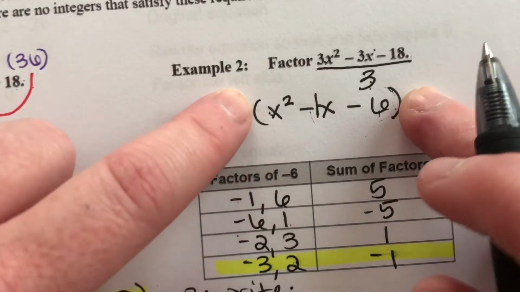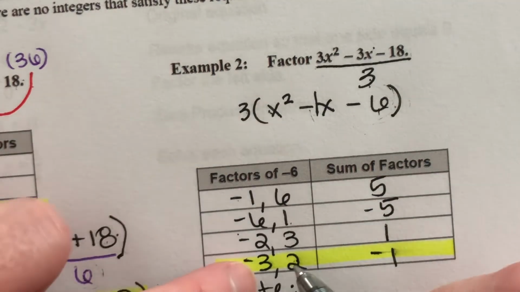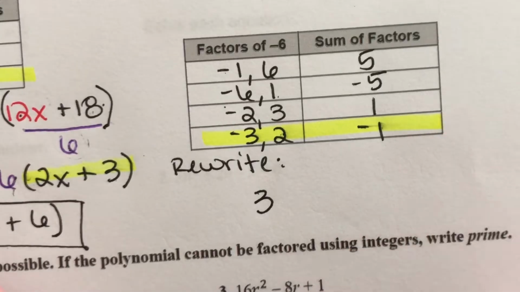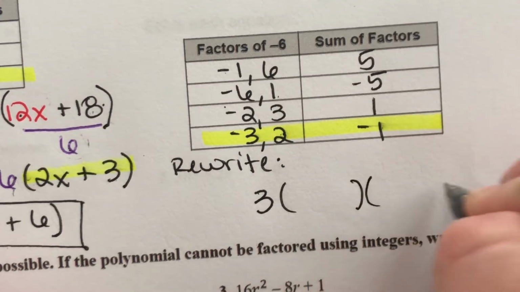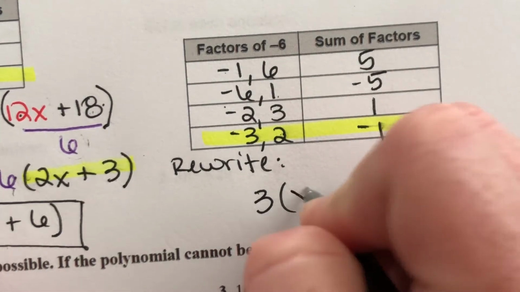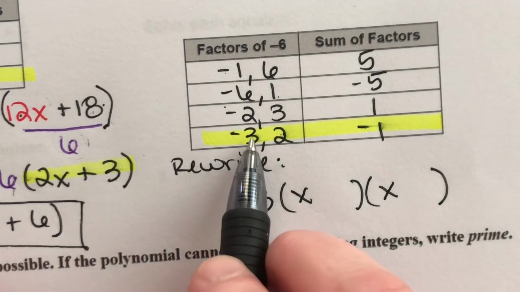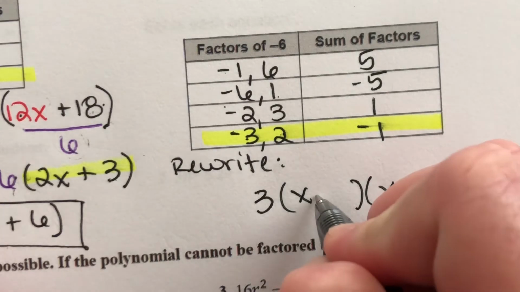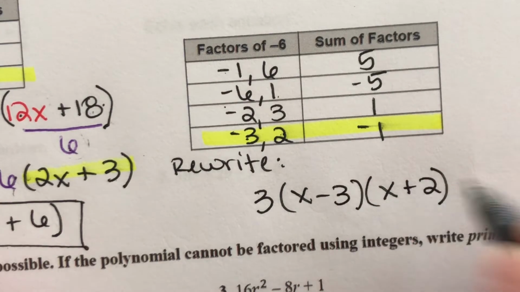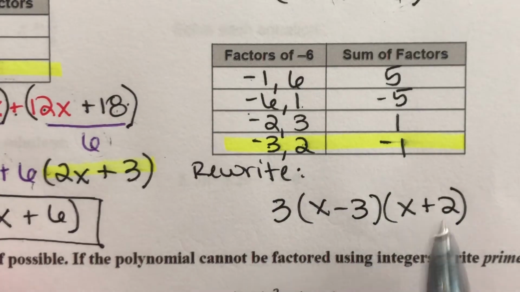And then inside parentheses, I have a regular trinomial. I factored and got my two numbers. So I'm just going to write my two binomials, right? X goes here, X goes here. My numbers are negative 3 and positive 2. So I write negative 3 and positive 2. And that's my final answer.